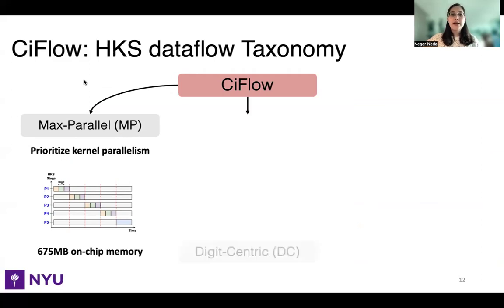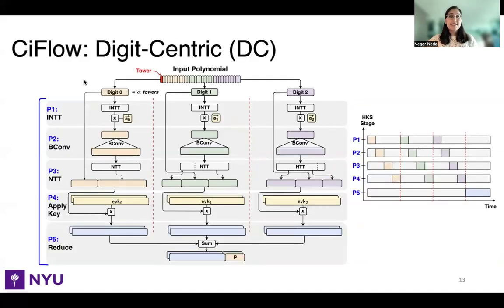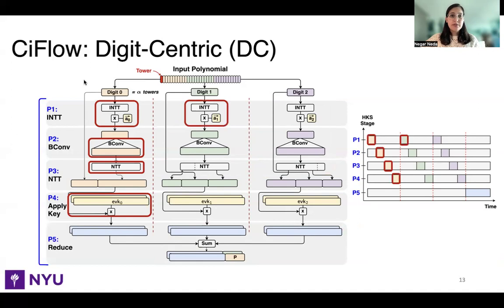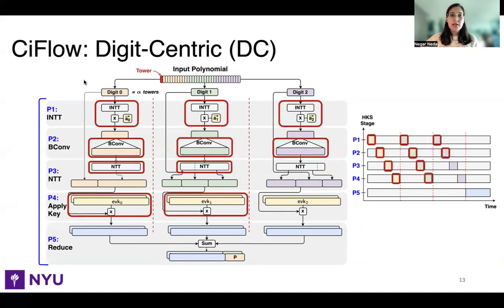And now we present the next data flow called digit-centric. As the name suggests, in this data flow, each digit is loaded onto the chip, and all of the possible calculations are done before moving to the next digit. So I will finish the first digit, then I will move to the next one, and then I will add the results of each digit together and calculate the final output.